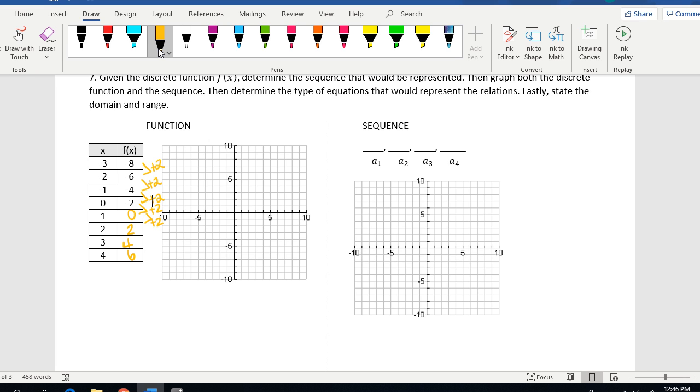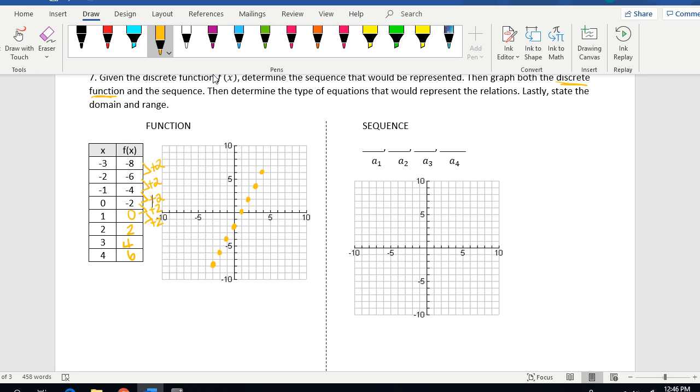And if you notice, it told me that this is going to be a discrete graph. So all I'm going to do is plot my coordinate points: -3, -8, -2, -6, -1, -4, 0, 2, 1, 0, 2, 2, 3, 4, 4, 6. Okay. And we could keep going either direction. But I'm going to leave it like this because, again, it told me a discrete function.